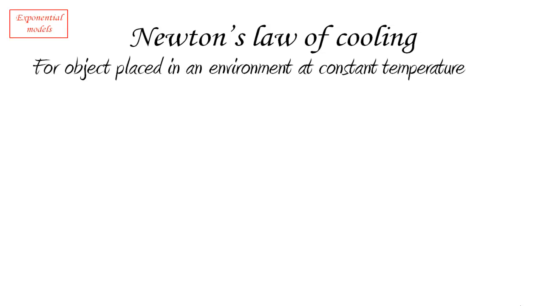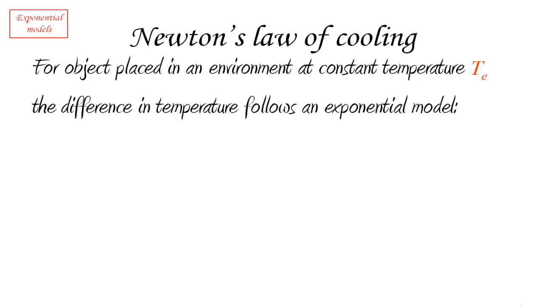Let's say that we have an object and we're placing it in an environment which is at a constant temperature called TE, temperature of the environment. Okay? What we're interested in knowing is how the temperature of the object is going to change as a result of this cooling effect. Okay? And what we're going to be doing is we're going to assume that the difference in the temperature between the environment and the object is going to follow an exponential model, meaning that this difference in temperature is going to change at a rate which is proportional to the difference itself.